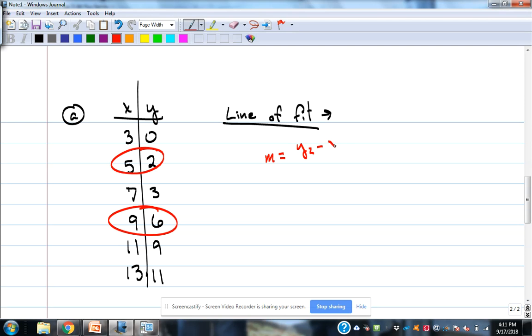And remember the slope formula, y2 minus y1 over x2 minus x1. So we're using these two ordered pairs so that we all get the same line of fit. Okay, and I would just plug in those values. 6 minus 2 over 9 minus 5. That'd be 4 over 4, which is 1. So the slope of my line of fit using those two ordered pairs is 1.